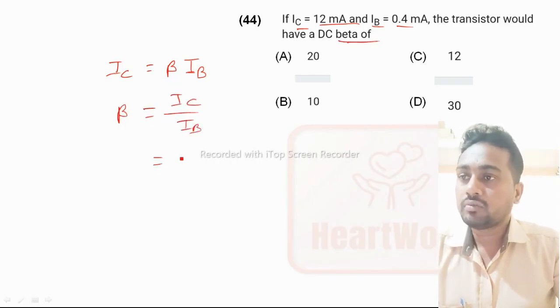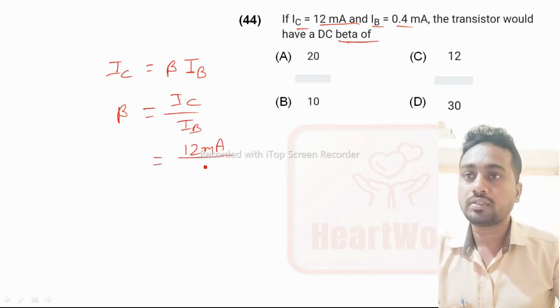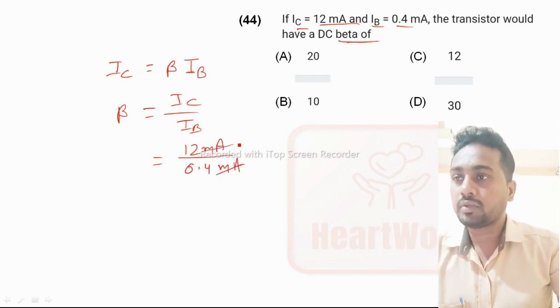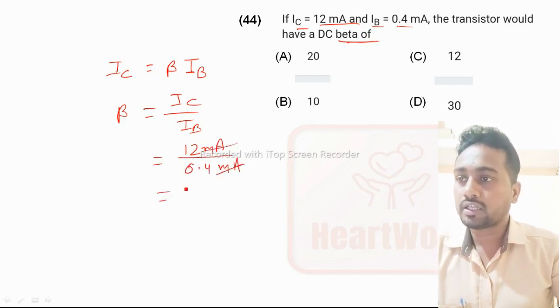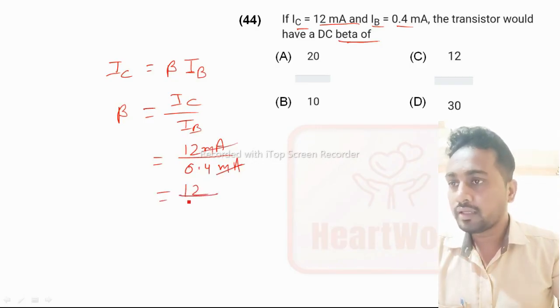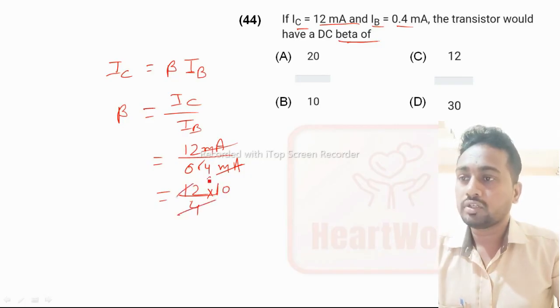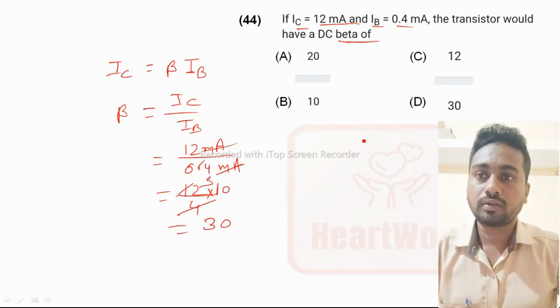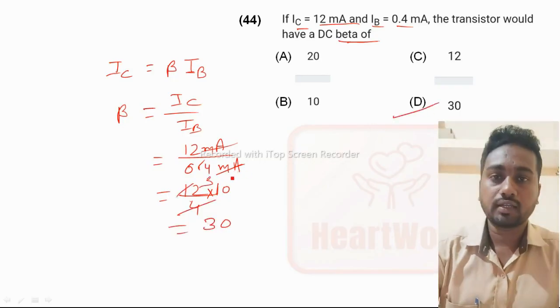IC is 12 milliampere and IB is 0.4 milliampere. So the milliampere cancels, and we can write 12 by 4 into 10. If you remove the decimal point, it will come 10. Now 4 goes into 12 three times, so 3 into 10 is 30. So the beta value is 30. Option D is the right answer.